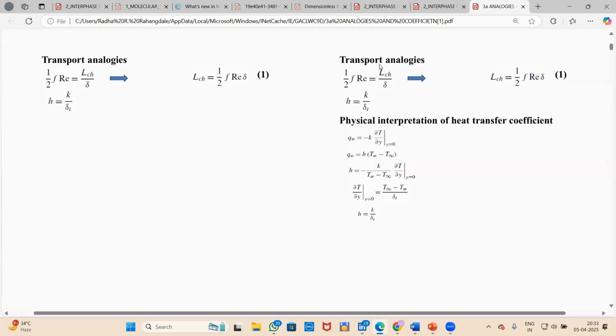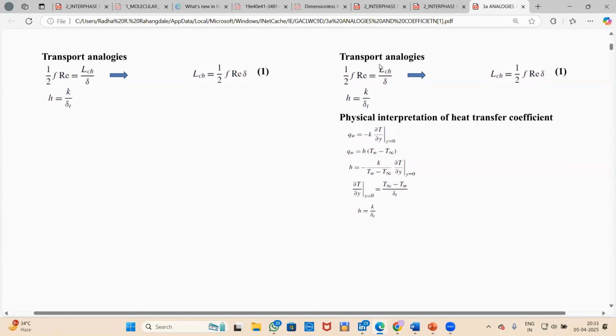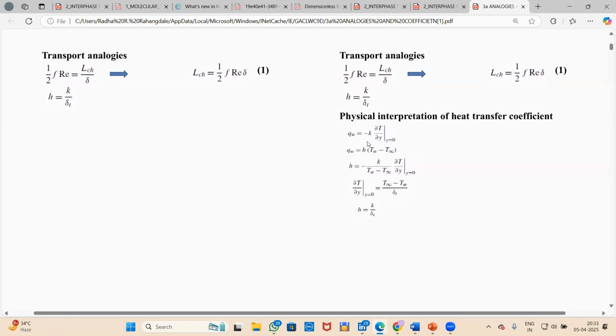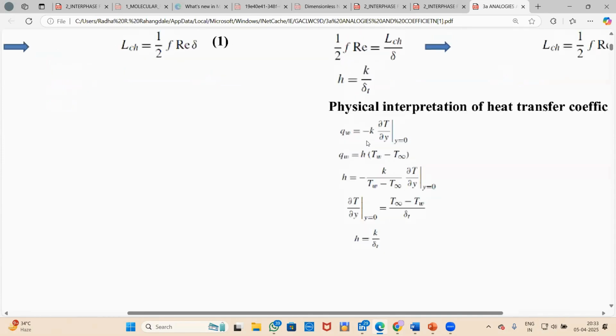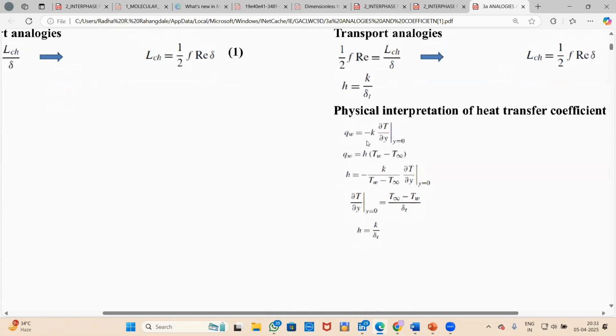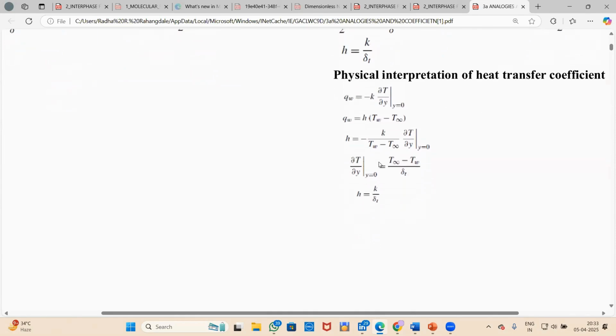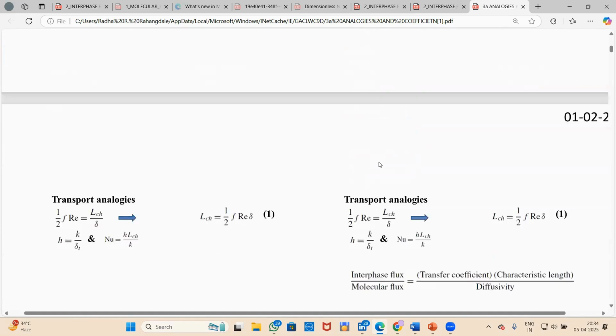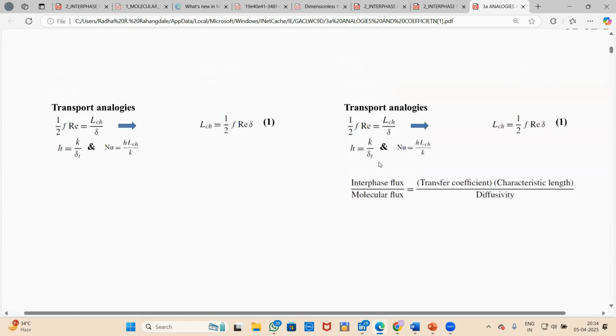Now moving on with the heat transfer coefficient. Again, we know that q_w is equal to minus k dT by dy at y is equal to 0. This is Fourier's law of heat conduction. And q_w is equal to h into T_w minus T infinity, which is Newton's law of cooling. On rearranging the terms and bringing dT by dy at y is equal to 0, which is the interface, we get the equation h is equal to k by delta_T. h stands for heat transfer coefficient, while k stands for thermal conductivity. Delta_T is the thickness of the thermal boundary layer.